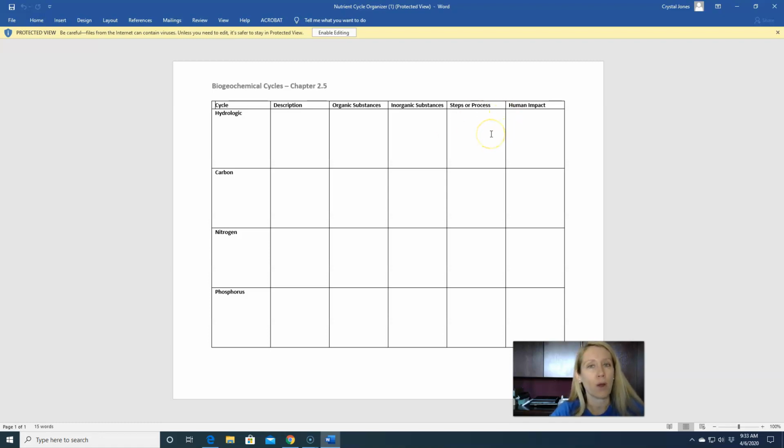And then the steps are the processes. So how does it get from one step to the next? Here's where we'd use a little vocabulary, right? We would talk about precipitation moving the water from the atmosphere down to the ground. And evaporation is moving water from the ground up into the atmosphere, right? So we could put those steps in there.